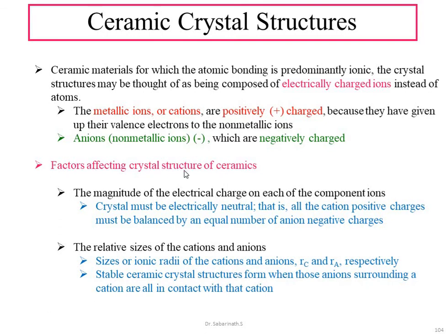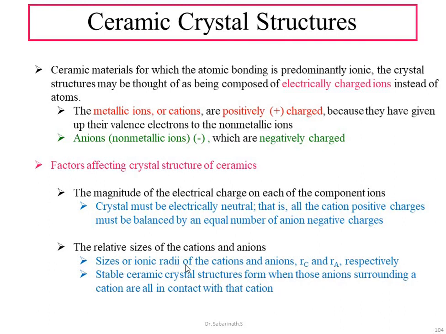The factors affecting the crystal structure of ceramics are these two. First is the magnitude of the electric charge on each of the component ions. The higher the magnitude of the charge, the stronger the bond strength. The crystal must be electrically neutral. That means the full crystal is electrically neutral, so all the cation positive charges must be balanced by an equal number of anion negative charges. The relative size of the cation and anion is another factor, which we will see in the next slide.